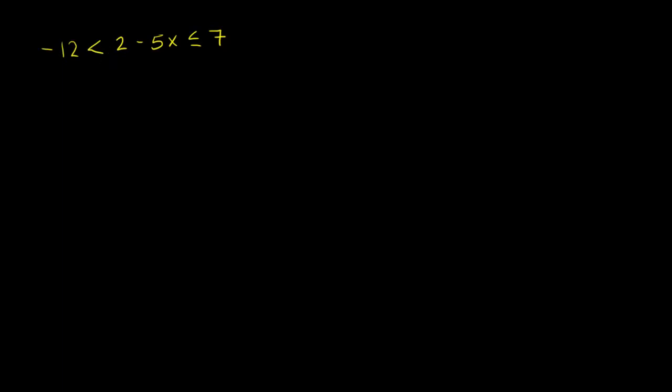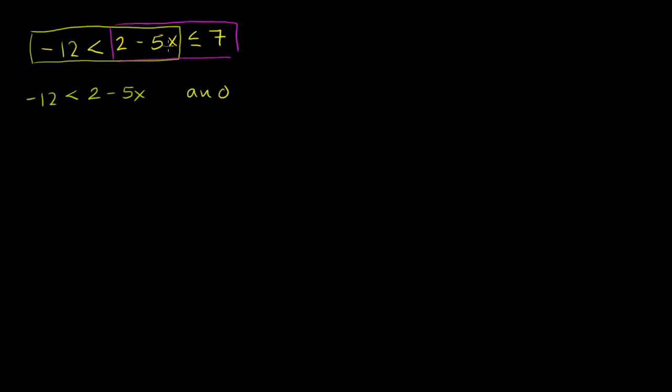So first we can separate this into two normal inequalities. You have this inequality right there. We know that -12 needs to be less than 2 minus 5x. That has to be satisfied. And let me do it in another color. This inequality also needs to be satisfied. 2 minus 5x has to be less than or equal to 7 and greater than -12. And 2 minus 5x has to be less than or equal to 7.